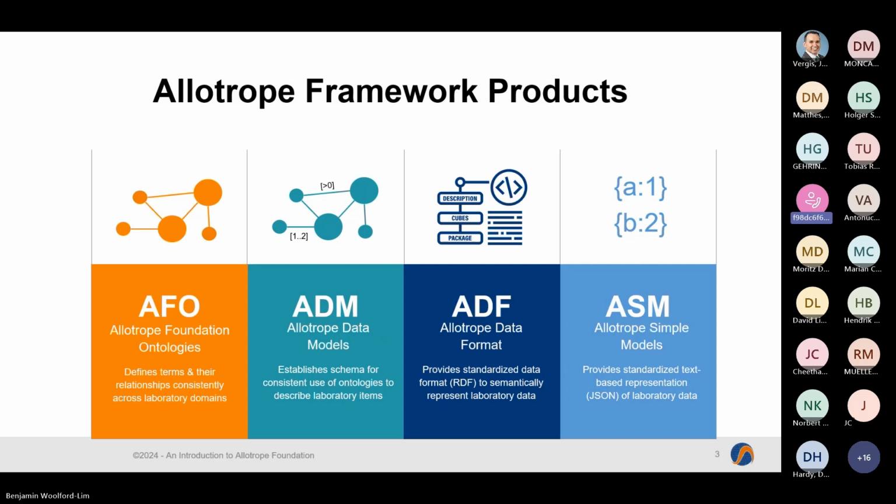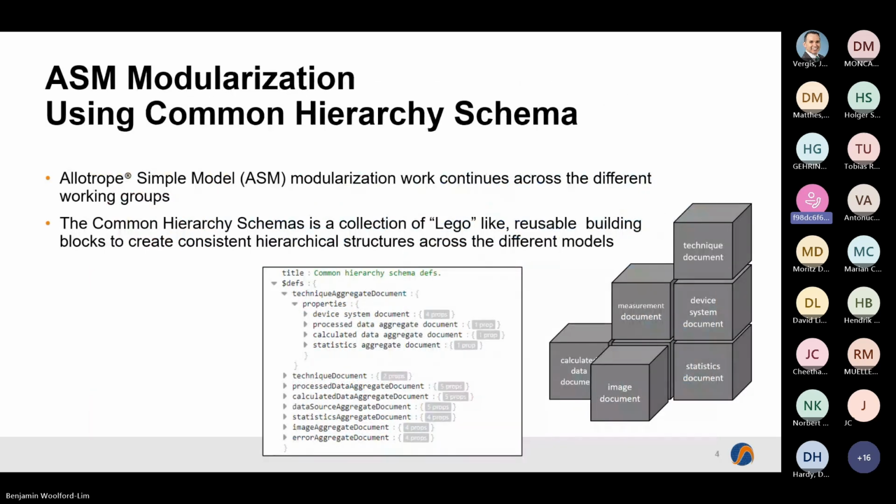Last but not least, we have the simple models themselves, the JSON representation of the data models using the Allotrope ontologies as backup terms. Sorry for going over it for those who have done it before. My talk was previously going to be scheduled right at the start of the day, so it made sense to include this.